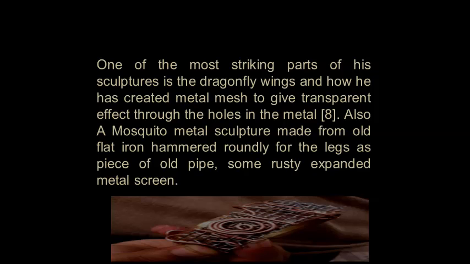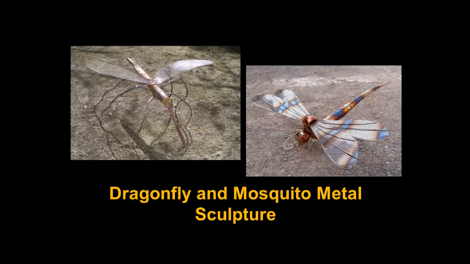Also a mosquito metal sculpture made from old flat iron hammered roundly for the legs, as a piece of old pipe. Some rusty expanded metal screen. Dragonfly and mosquito metal sculpture.